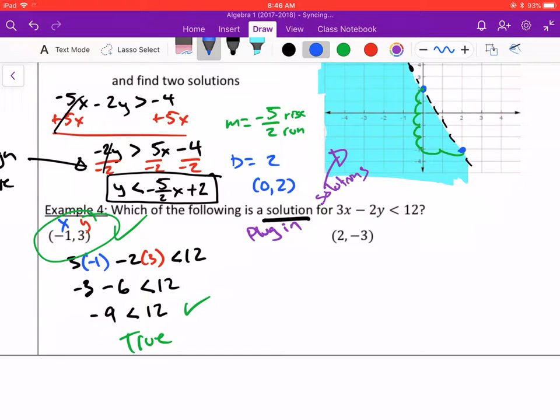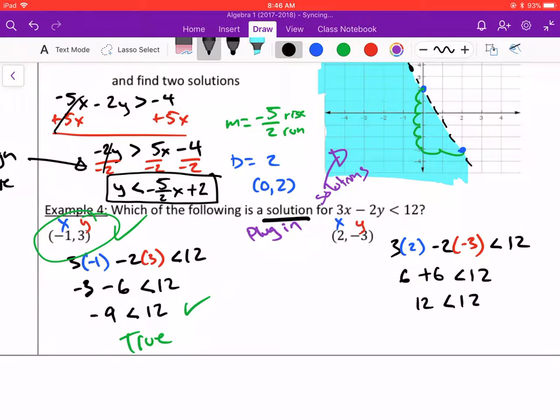Okay? Do the same thing here. X, y, plug those in. So 3, instead of x, I'll write 2. Minus 2, and then instead of y, I'll write negative 3. And is that going to be less than 12? Well, 3 times 2 is 6. Negative 2 times negative 3 is 6 too. It's positive. And if I add those numbers, 6 plus 6, 12. Is 12 less than 12? Well, no, right? 12 is equal to 12, but it's not less than, right? So it's false. This is not a solution to our equation.